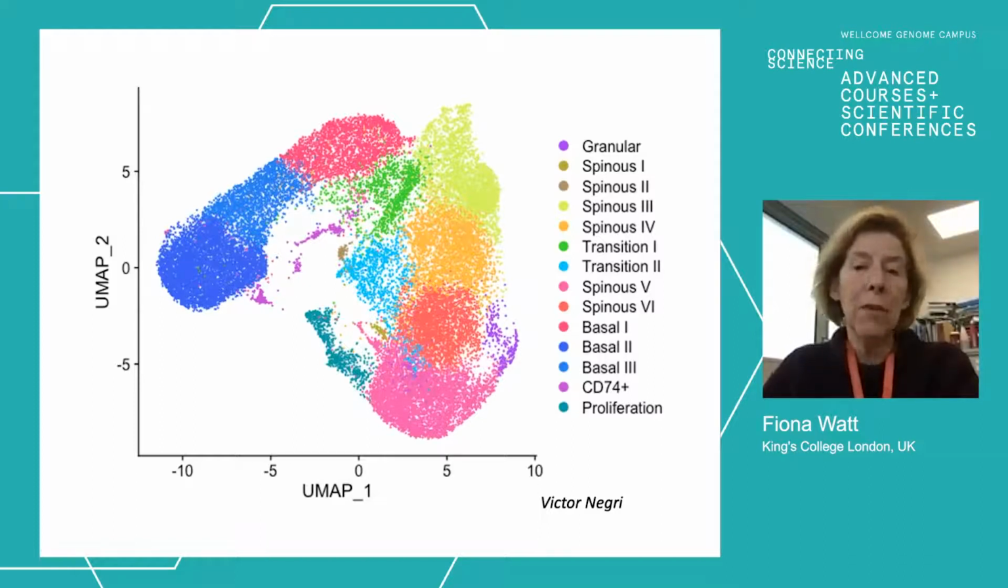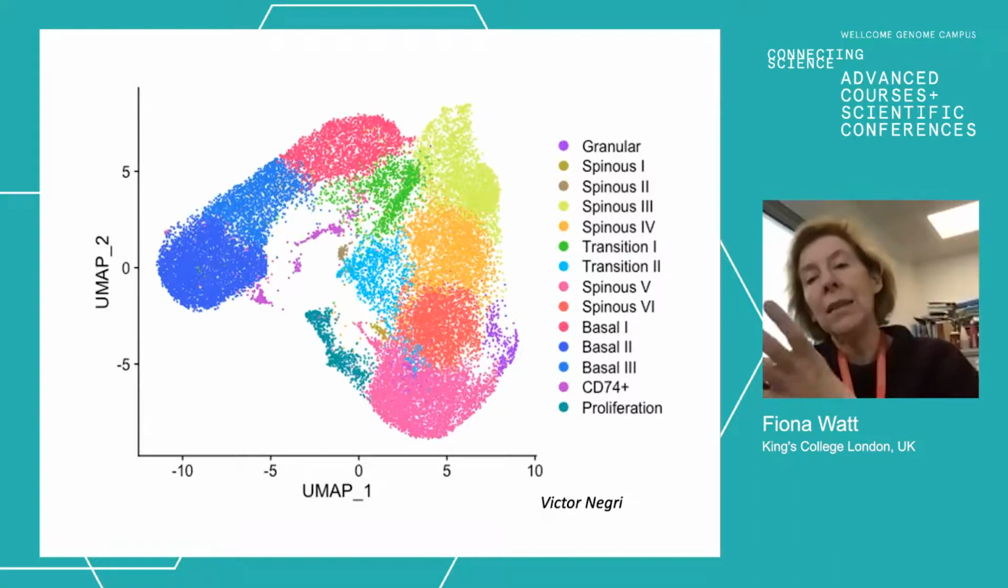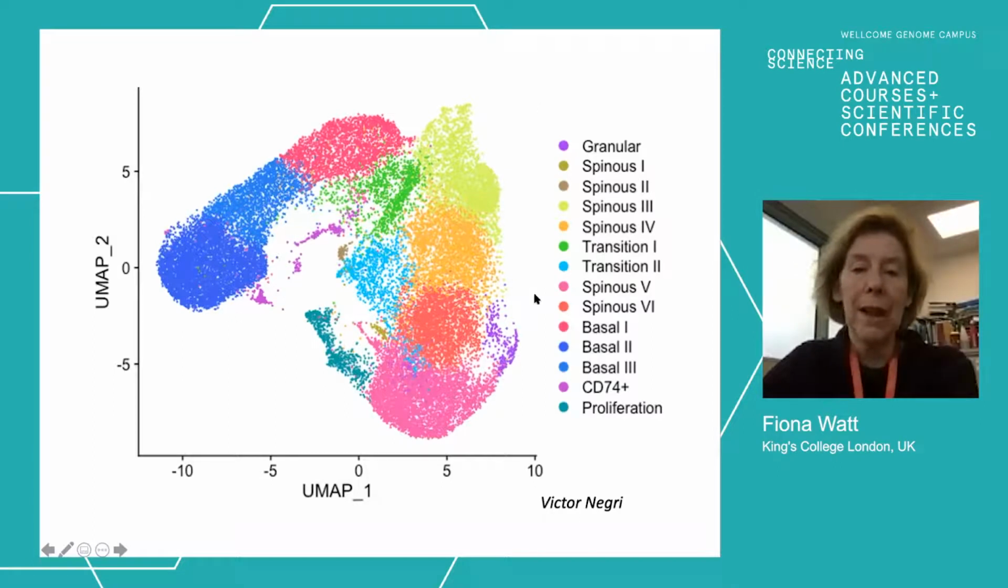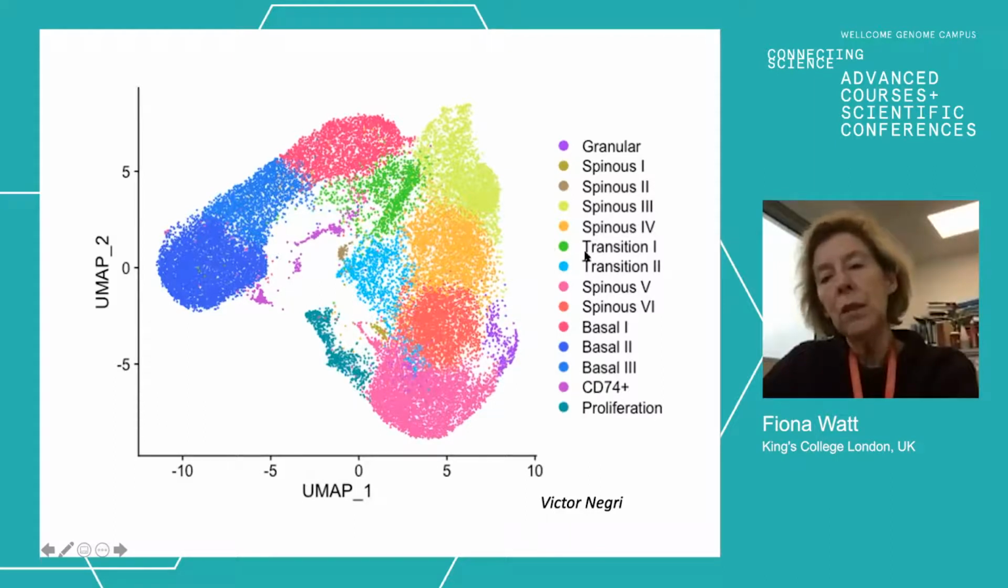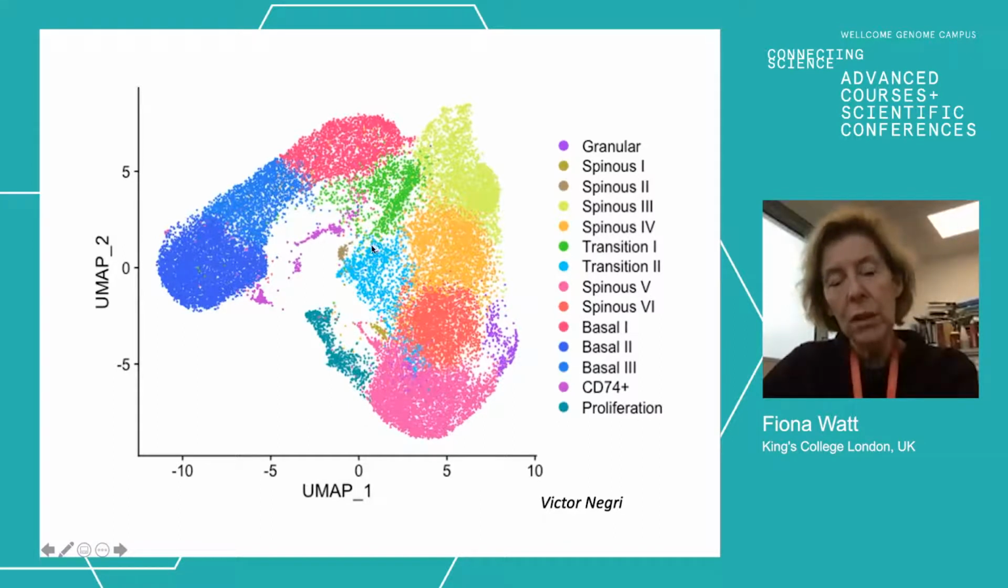And of course, if you've ever tried to disaggregate epidermis with enzymes, you'll know that it's very hard to disaggregate the cornified layers, which don't appear on this plot as well, and to get good representation of the granular layer. But nevertheless, this looks interesting. And what particularly caught our attention was the predicted existence of these 2 populations here, which Victor has named transition 1 and 2. So essentially, the idea is that you have different basal populations, you have 2 transition populations, and then you move into the spinous and granular layers.